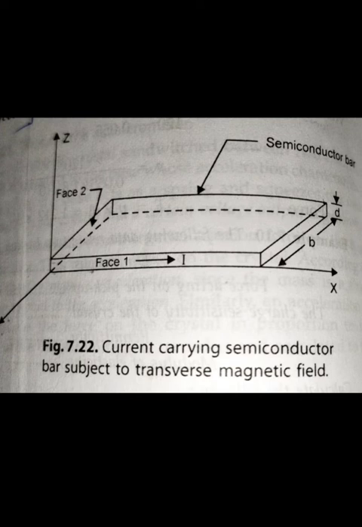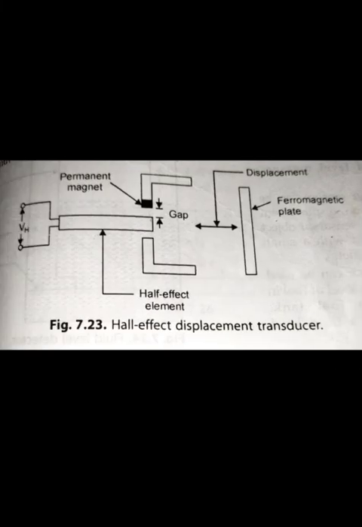Here, in the Hall effect multiplier, the instrument gives an output proportional to the product of the signals. Thus if the current I is made proportional to one input and B is proportional to the second input, then the Hall voltage VH is proportional to the product of the two inputs. And then next is the Hall effect transducer.